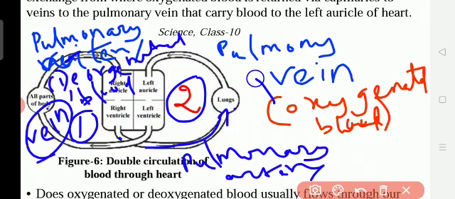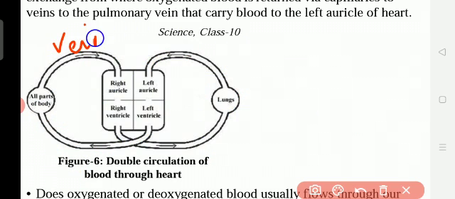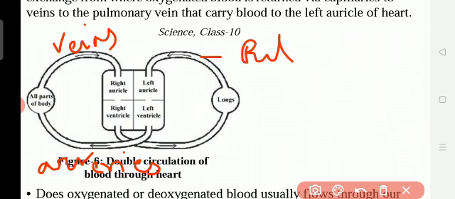So oxygenated blood will be taken by the pulmonary vein through the lungs to the left auricle, and then to the left ventricle, and from here it goes to all parts of the body through what? Through arteries. And from there again, what will be taking blood to the heart? Veins. Arteries, veins.